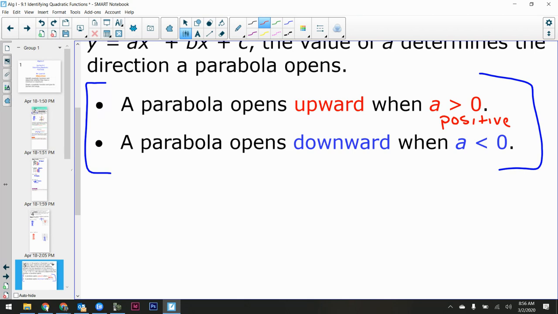So what am I implying when a is less than 0? Negative. Write that in there for yourself. Because when a is greater than 0, that's a little weird. You can just say when a is positive. You know what I always say? When a is positive, it's happy. It's a smiley face. When a is negative, it's a frowny face.